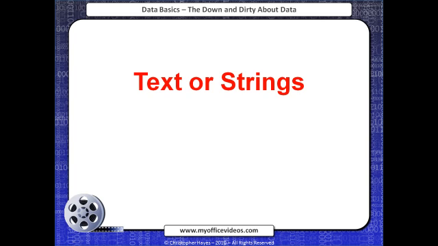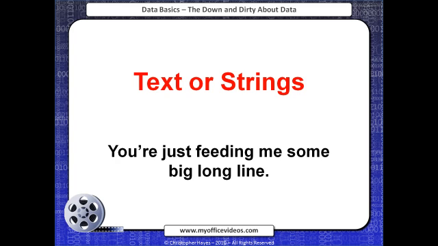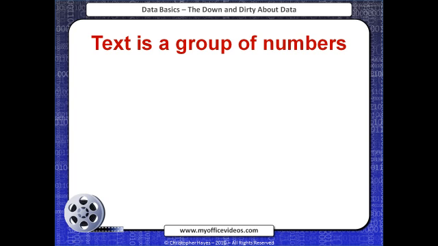Now we're going to talk about text. Text is something we deal with on a day-to-day basis, but in the mind of the computer, text is really nothing more than a big long list of characters, which are really nothing more than numbers. Text is a group of numbers.